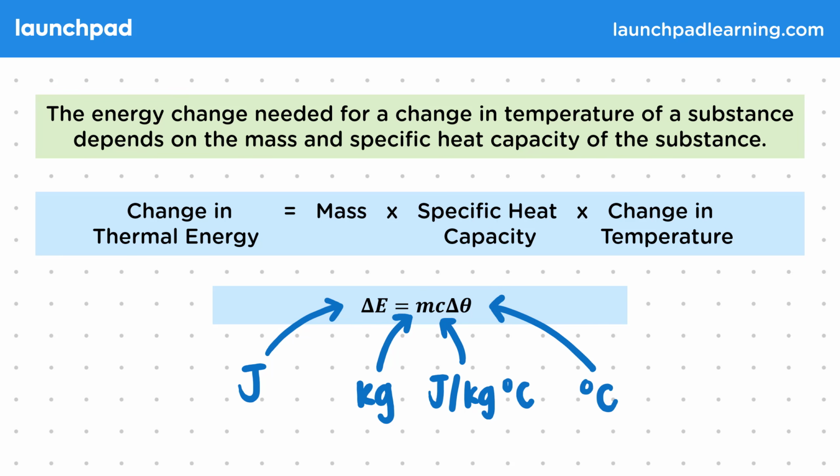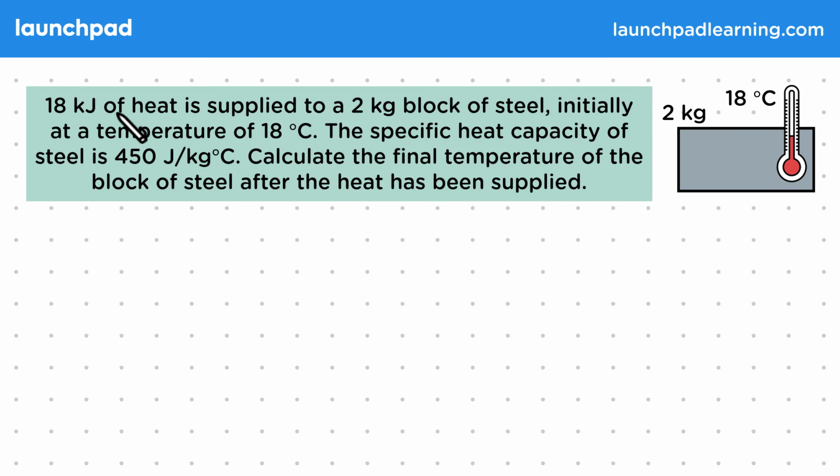Let's have a look at an example using this equation. 18 kilojoules of heat is supplied to a 2 kilogram block of steel, initially at a temperature of 18 degrees Celsius. The specific heat capacity of steel is 450 joules per kilogram degrees Celsius. Calculate the final temperature of the block of steel after the heat has been supplied. So questions will often ask for a final temperature instead of a change in temperature.